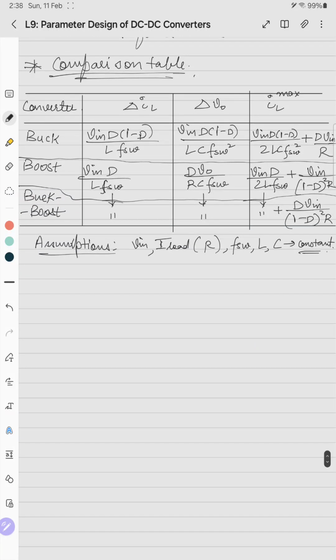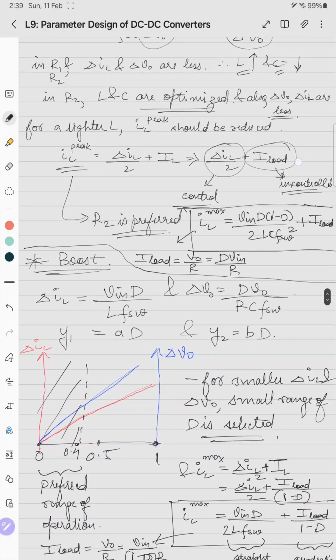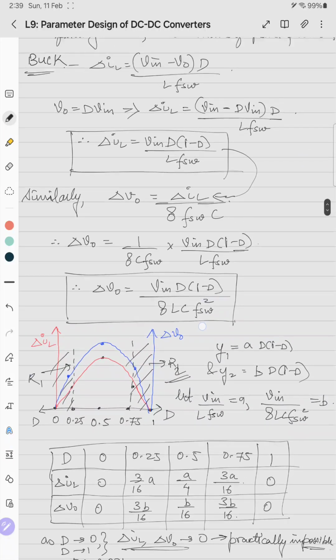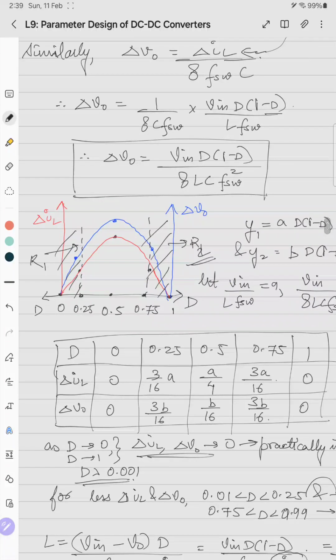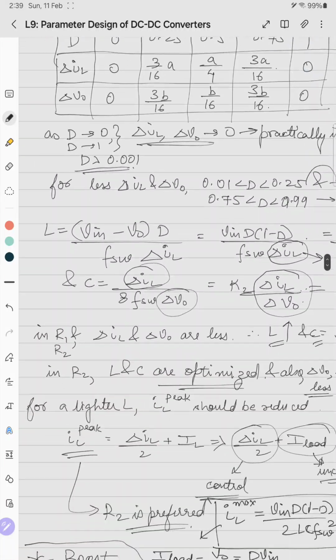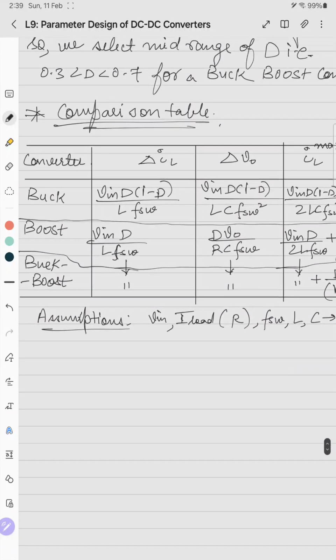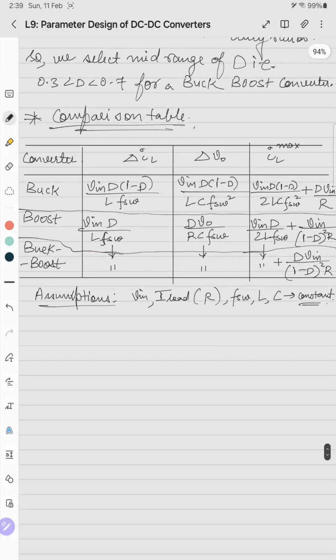From the expressions in the table, it is concluded that for a buck converter the duty ratio should be high to reduce delta IL and delta V naught, because if we plot it, it will become like this. We got two regions of operation for a buck converter: one at the low range of duty ratio, and the second at the high duty ratio range. Out of these we have to see which range is more suitable to operate. Apart from minimizing delta IL and delta V naught, we have to minimize IL max.